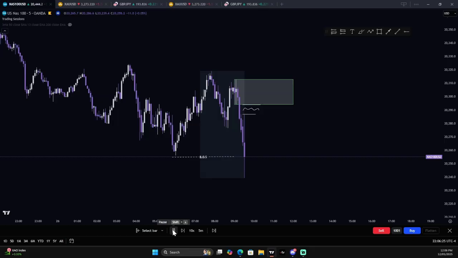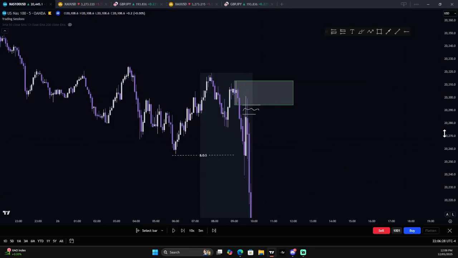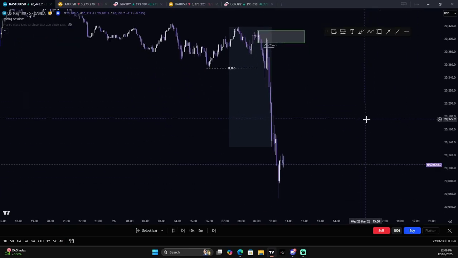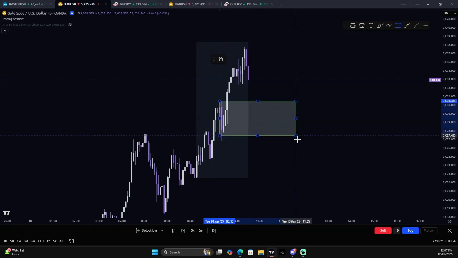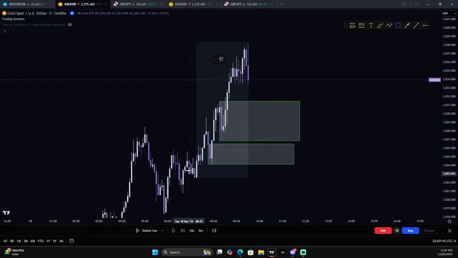So now, as you can see, price does fill in that gap, and we do push down to the downside fairly strongly. Now, this is another example on gold. And one of the difficult things with trading supply and demand is the abundance of setups. Now, as you can see, we are in a valid uptrend. So if we were looking for demand zones, we could potentially take this one. We have another one here, as well as this one at the very bottom.